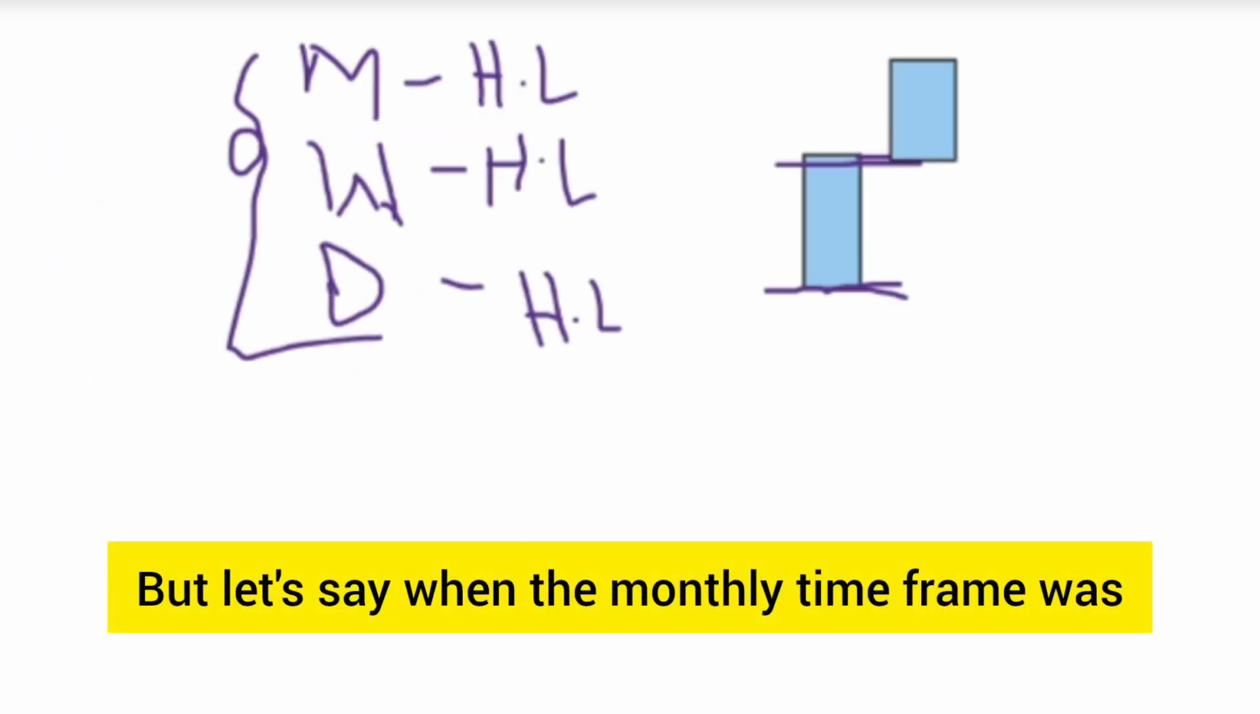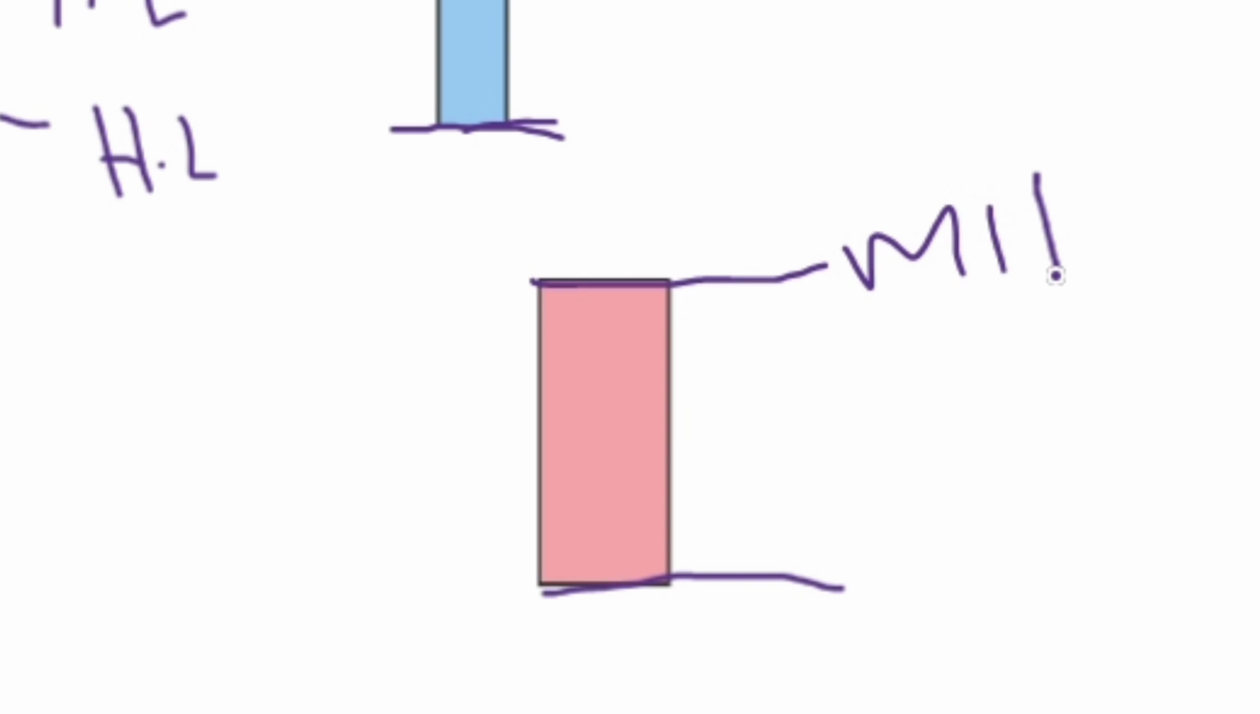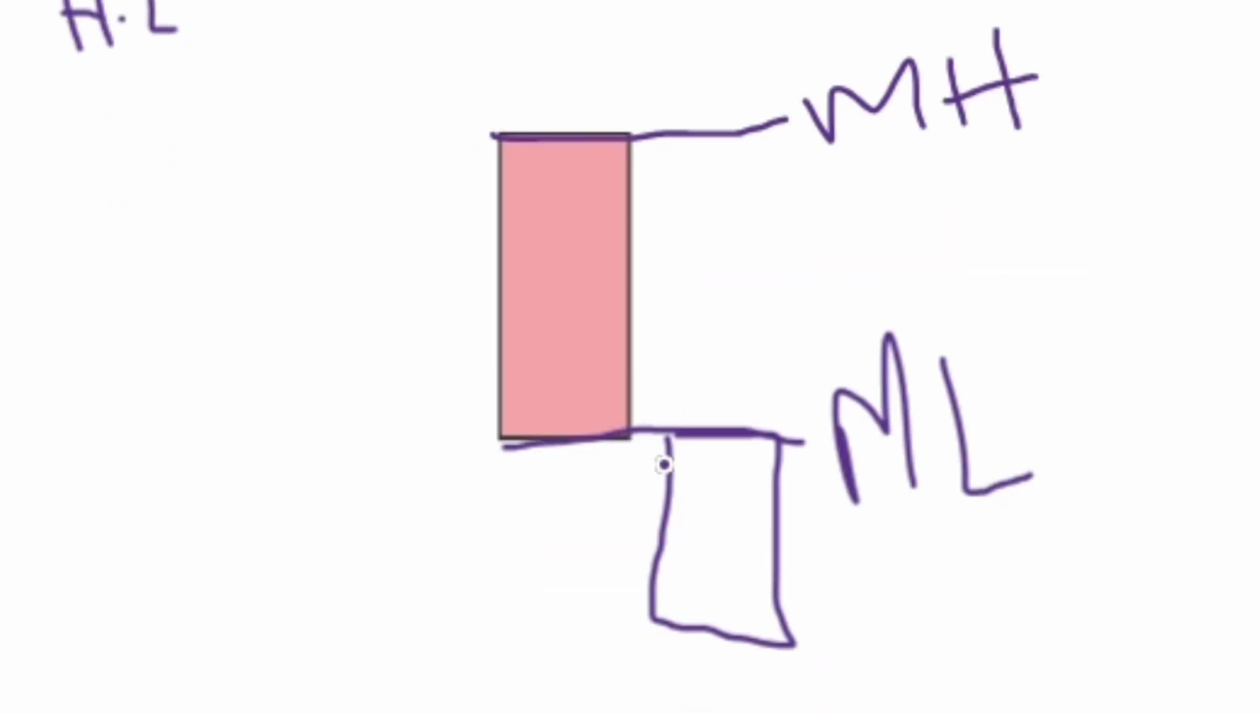But let's say the monthly time frame was bearish, what do I do? I mark the high and the low. I call it monthly high and monthly low. If it is bearish, I'm expecting the monthly low to be grabbed. Okay, guys, the monthly low to be grabbed, and we see bearish continuation.